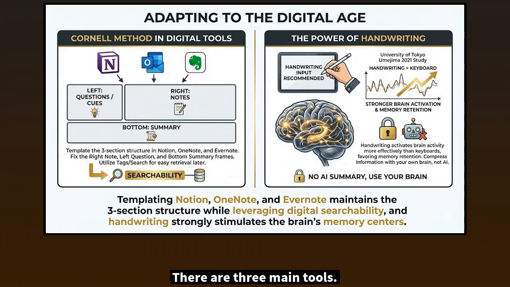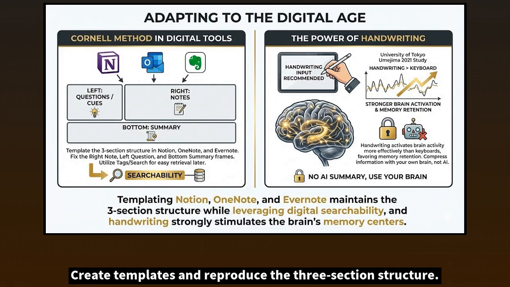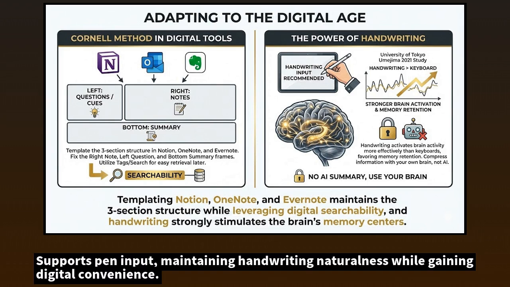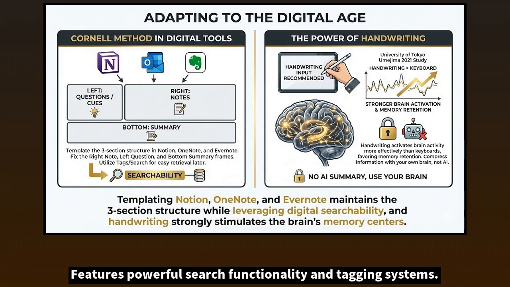There are three main tools. Notion. Using database functionality, you can centrally manage multiple notes, create templates, and reproduce the three-section structure. OneNote. Supports pen input, maintaining handwriting naturalness while gaining digital convenience. The hierarchical structure of sections and pages pairs well with Cornell. Evernote features powerful search functionality and tagging systems.